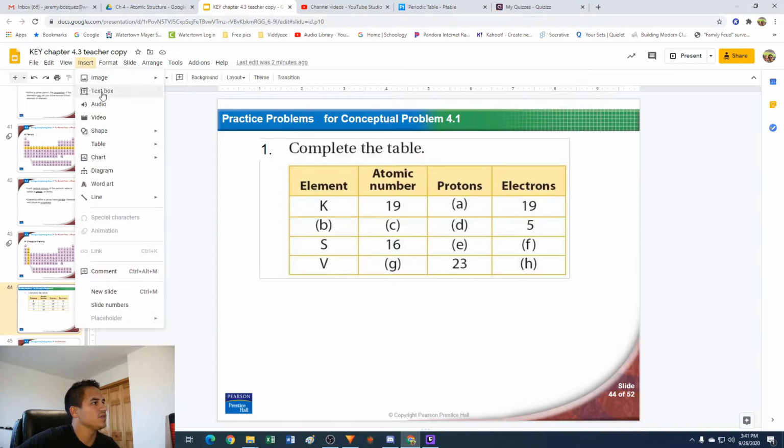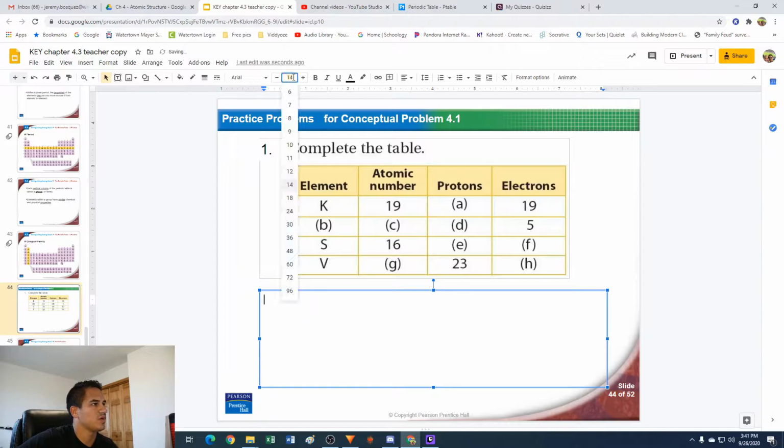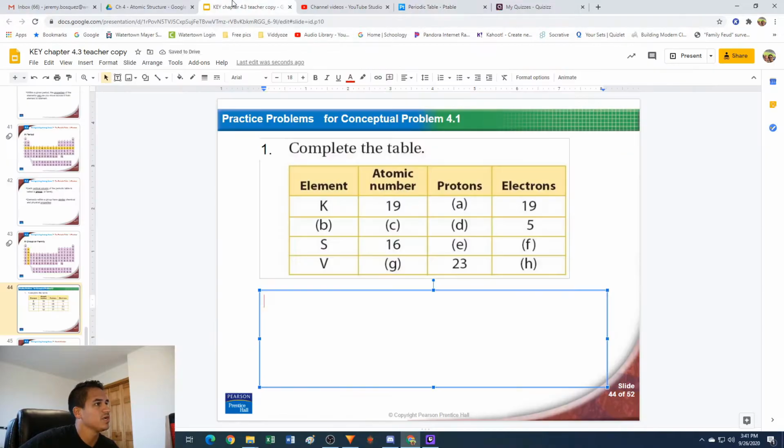Alright, so for these ones, we're definitely going to need a periodic table, and I have just pulled one up on the internet, but if you have one available, either the PDF that's in Schoology, or you can also pull up the same one I have here, which is just ptable.com. We're going to need this.